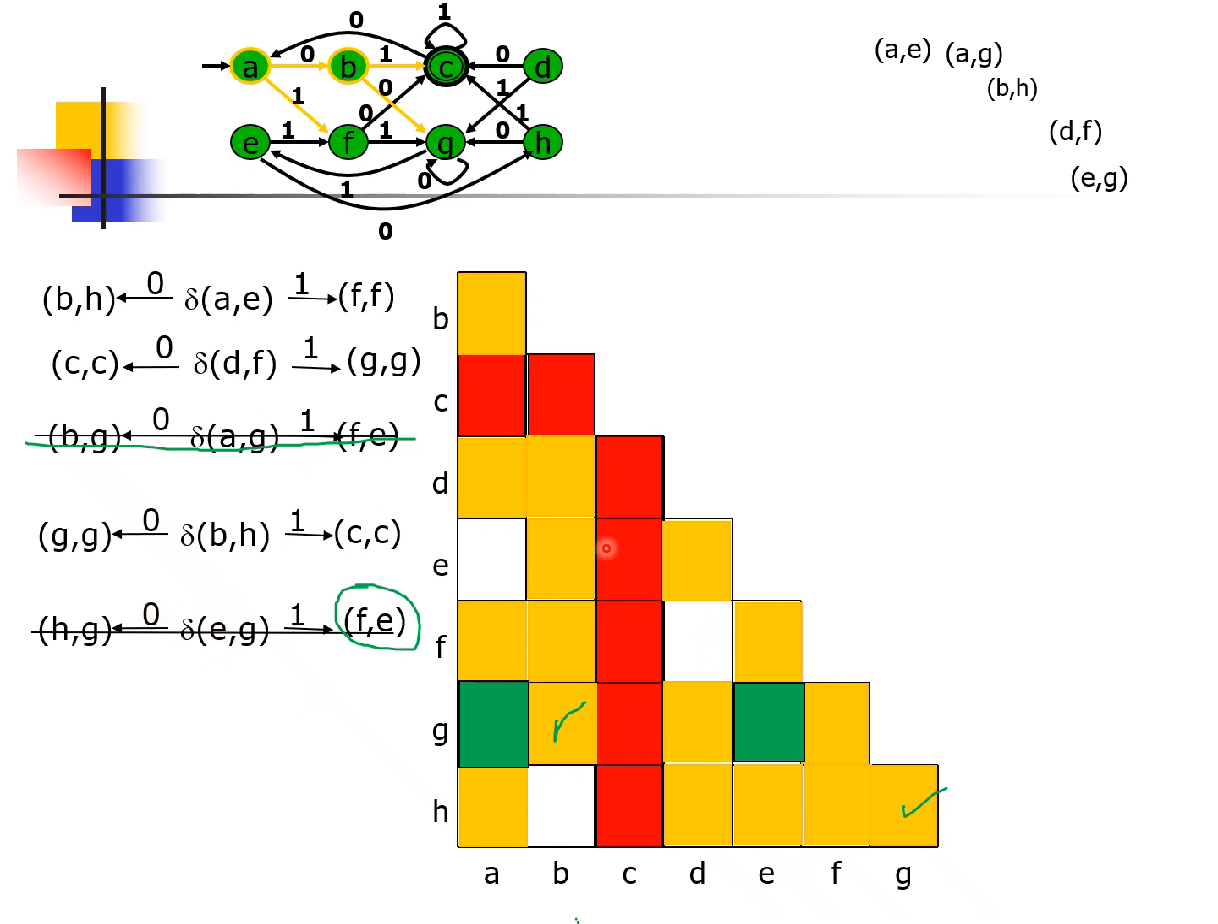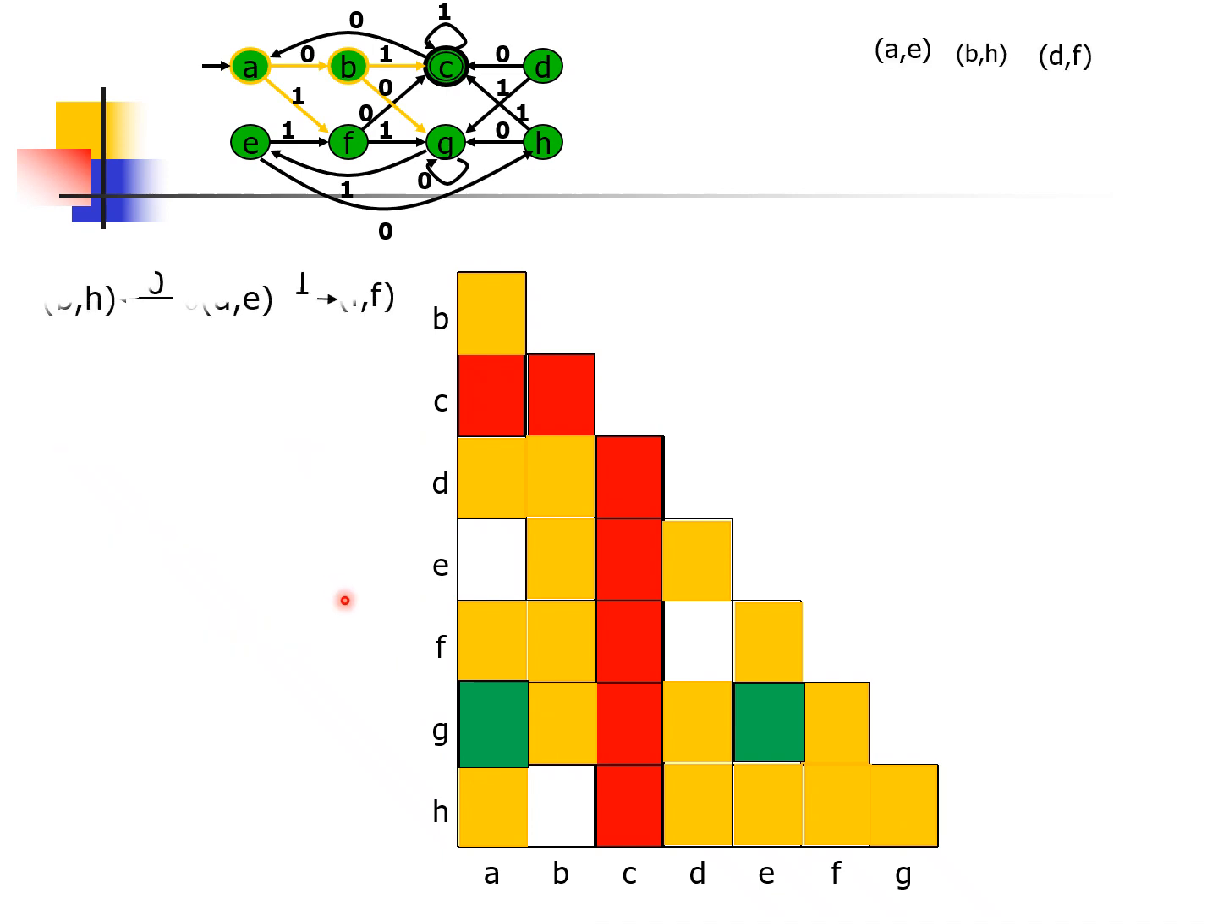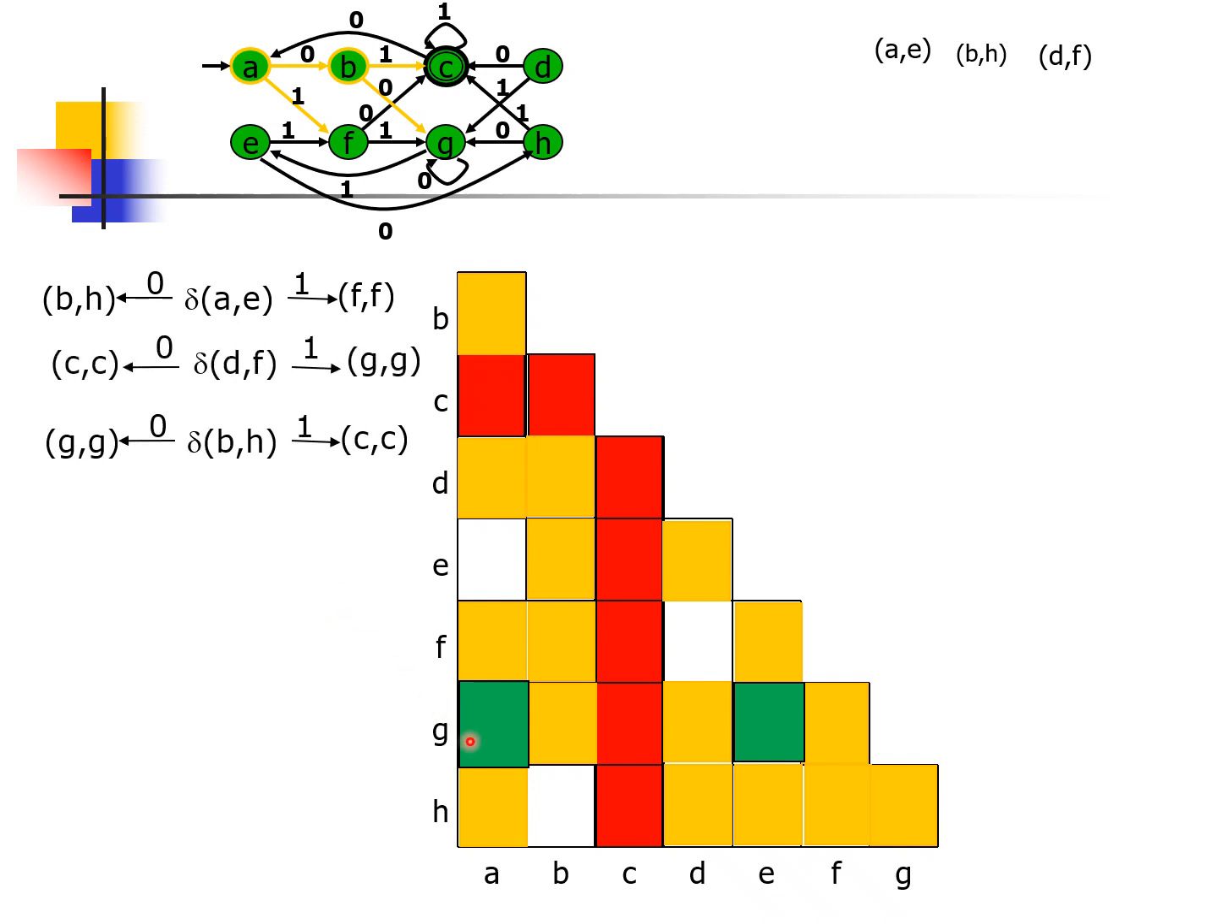So how many pairs of states are remaining now? 3 pairs of states unmarked. Then again you have to repeat the steps. I will repeat the same step. Again find out the remaining pairs of states. You have to look at this, whether the pair is already marked by red or yellow. Yellow is already completed, red is completed, only green you have to check. BH is not marked by any of these 3 colors. Then CC, GG is not possible and GG, CC is not possible.